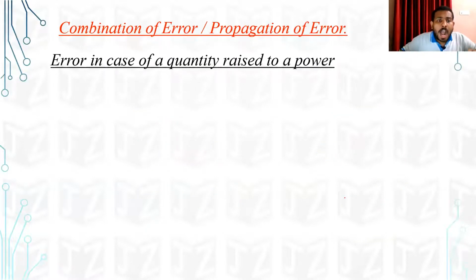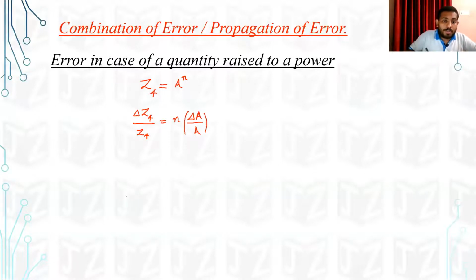So let us check how the error propagates when there is a quantity raised to a power. Suppose we have another physical quantity called Z4 and it is obtained by A to the power n. Therefore, the relative error in Z4, that is delta Z4 by Z4, is equal to n into delta A by A.